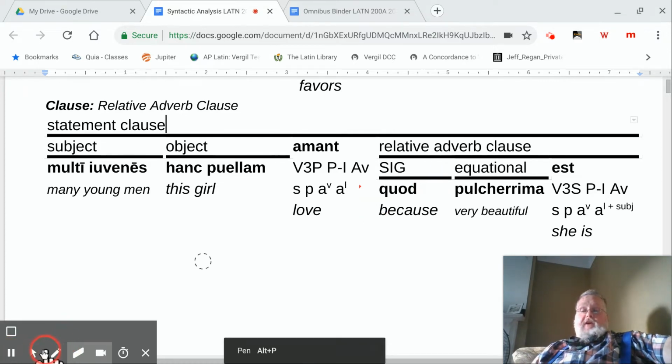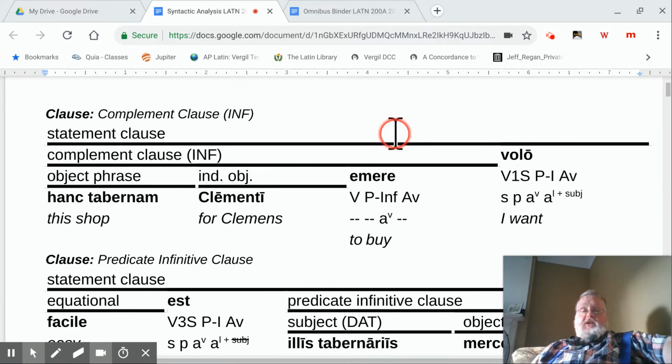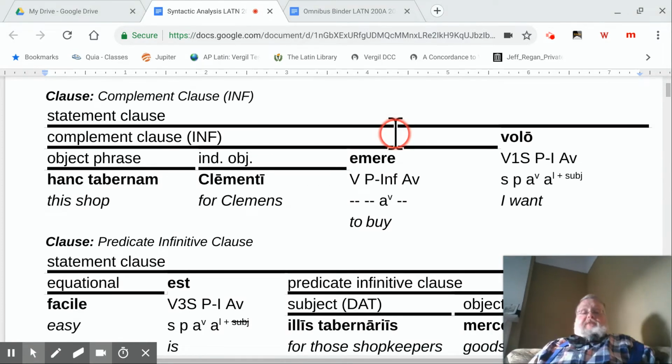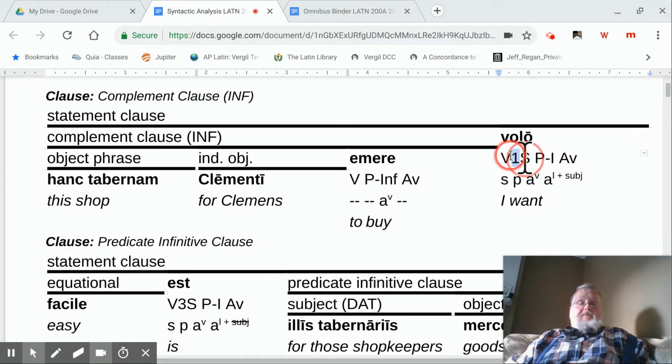Now, let's move on a little farther. That next clause we did was a complement clause. So you have a volo and an emere. The volo is your finite verb form. That means it has person, number, first singular. And the emere is a present infinitive active. In complement clauses, it has no tense, no aspect, no mood. Simply translated as to buy.